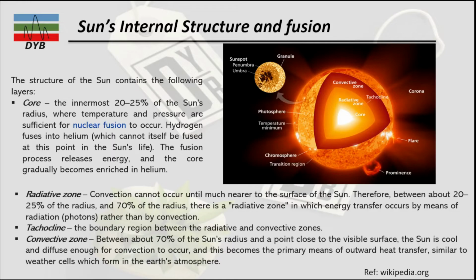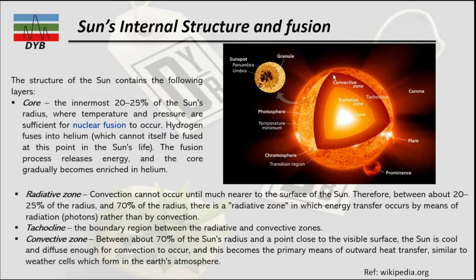Then we have the tachocline, which is over here. So this point is actually the tachocline. This is the boundary region between the radiative zone and the convection zone. So this is the radiative zone above the core, and this is the convection zone. In between is called the tachocline.